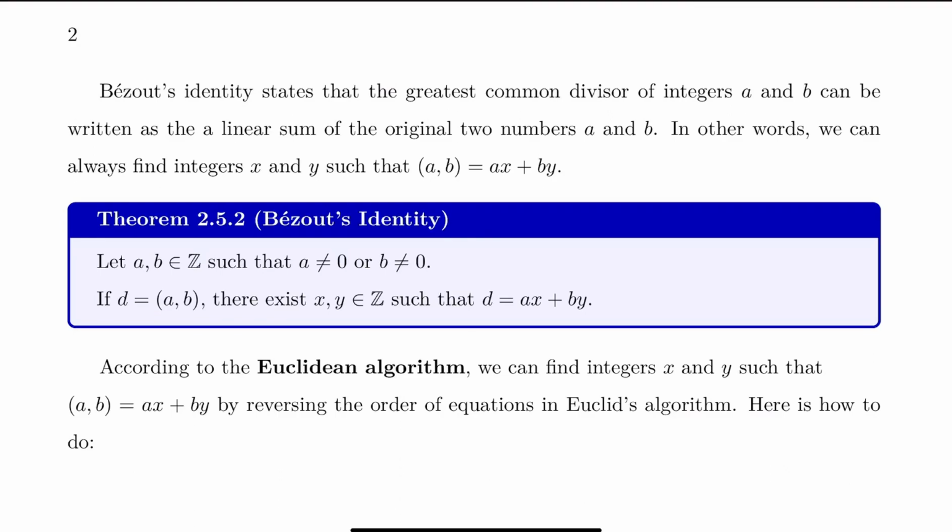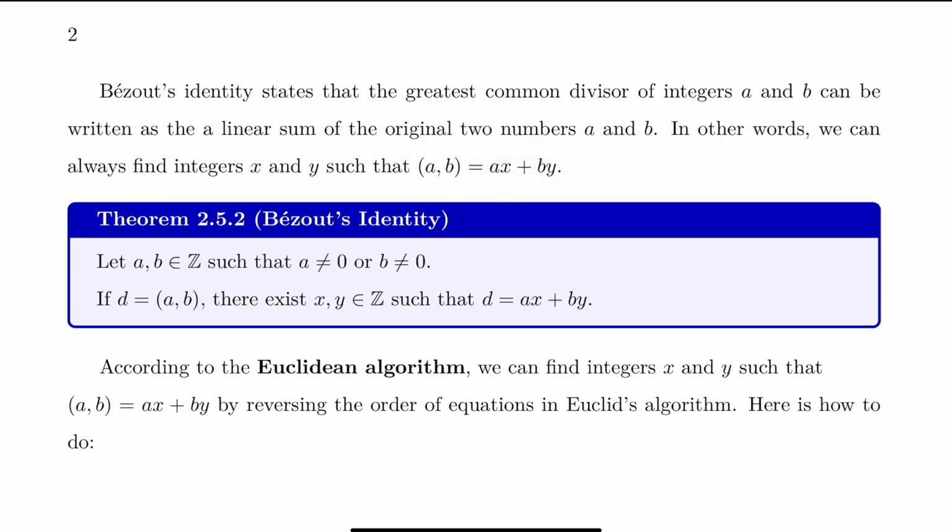Today we'll take a look at the application of the Euclidean algorithm. One of the applications is to find the Bezout identity, which states that the greatest common divisor of a and b can be written as a linear sum of the original two numbers a and b. In other words, you can find integers x and y such that the greatest common divisor of a and b is ax plus by.